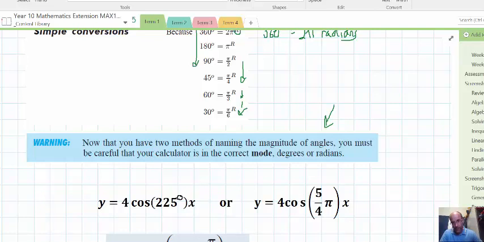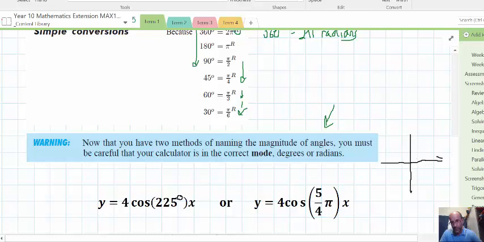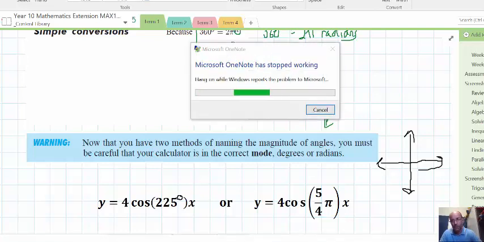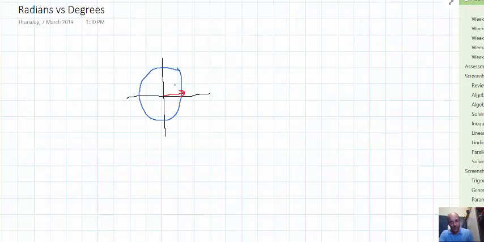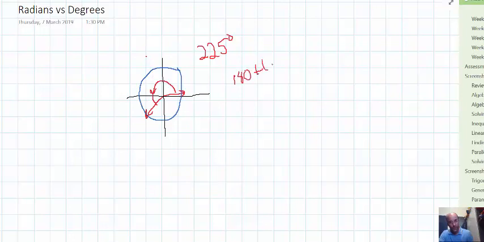is the same as 4 cos 5 on 4 pi, because 225 degrees is 5 on 4 pi. Why? Because if we look at a unit circle or just any old circle, we start where we know 0 is. We know that 225 degrees, going anti-clockwise from where 0 normally is, would be 180 up to there, and then another 45, and that would get you there. So 180 plus 45 makes 225.